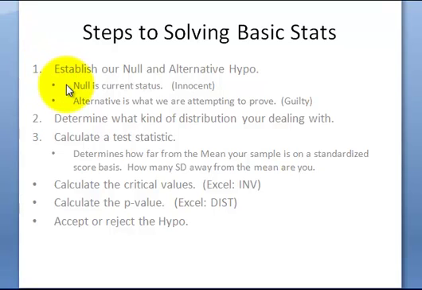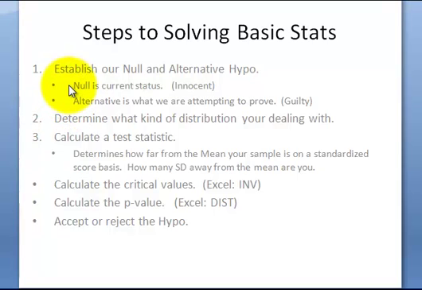And remember, it's kind of like the legal system. The null is the current state, and it's kind of like you're assumed to be innocent. So we assume that it's the normal state. And then, just like in the legal system, you have to prove in your alternative what you're trying to prove, that it's not the norm or it's not the status quo. So you have to prove, just like in a court of law, that they're guilty.